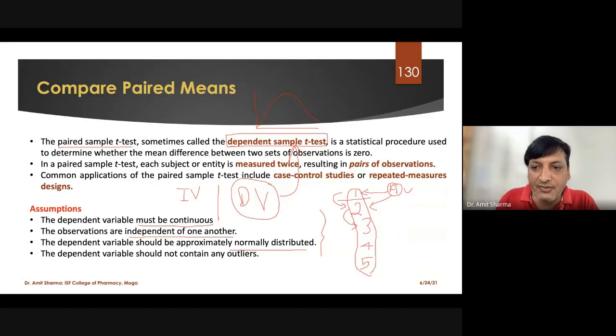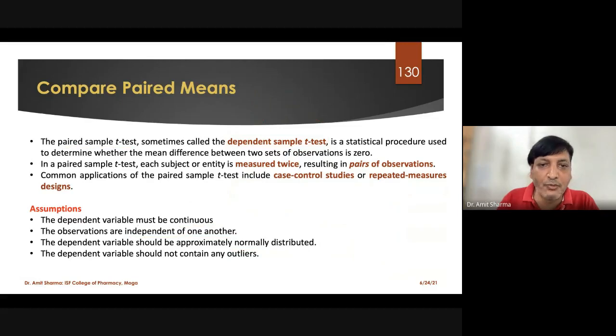Paired means we are going to take data from the same population. That means two or three times we have taken our readings or our data from a similar person, similar participants, or similar groups. So this is the test called paired sample t-test. Sometimes it is called a dependent sample t-test, and instead of the independent variable, here we are more concerned about the dependent variable.